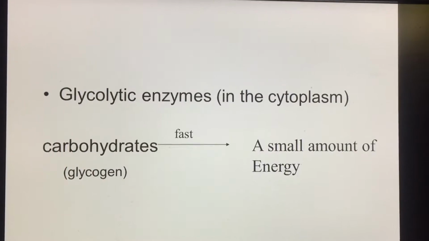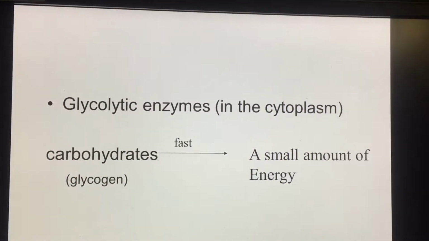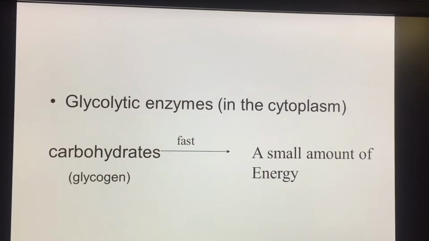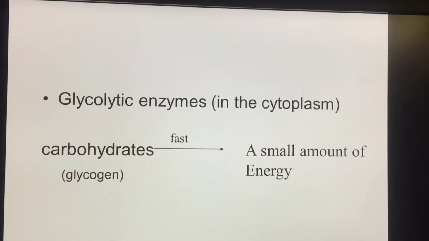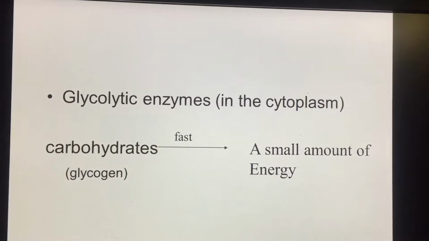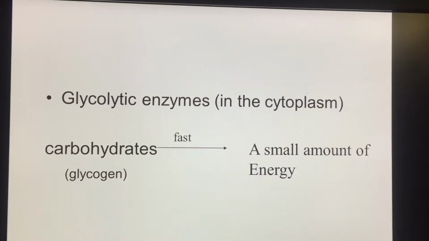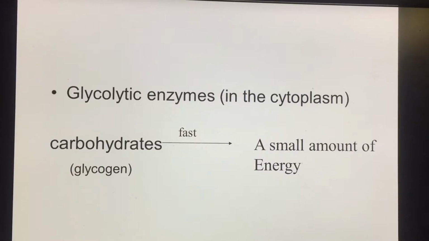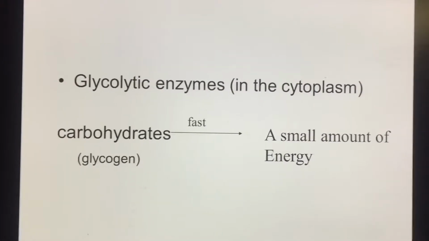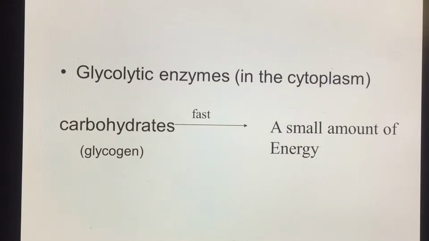You have different types of enzymes inside your muscle fibers. Outside the mitochondria, in the cytoplasm, you have what are called glycolytic enzymes. These allow the fast breakdown of carbohydrates and give you a small amount of energy. So enzymes are proteins that allow chemical reactions to go faster. Without them, your muscle contractions would be really slow, so they allow you to have a faster muscle contraction.